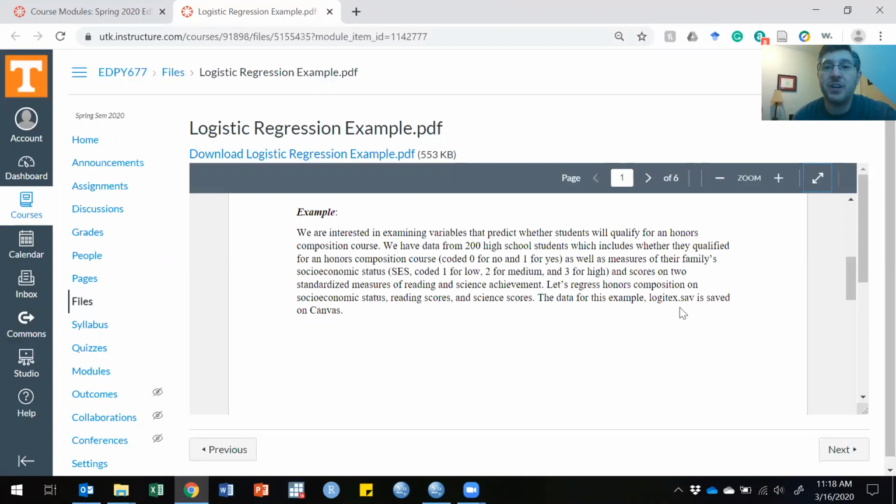We also have a measure of the student's family's socioeconomic status, and this is a categorical variable coded 1 for low, 2 for medium, and 3 for high. We also have scores on 2 separate standardized tests, a standardized measure of their reading ability and a standardized measure of science achievement. So in this example, we're going to regress honors composition on socioeconomic status and reading and science scores.